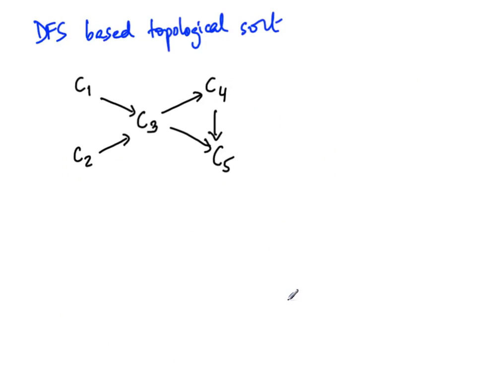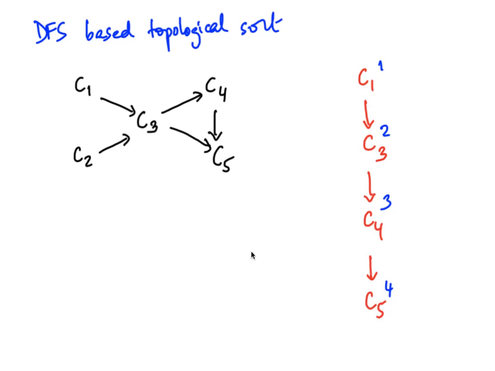So let's see how this DFS based algorithm works on the example with the courses that we had before. Let's start our DFS, for instance, at C1. This now has entry number 1. Now from C1 we explore C3, which has entry number 2. From C3 we would explore C4. This has entry number 3. And then from C4 we explore C5, and this has entry number 4.